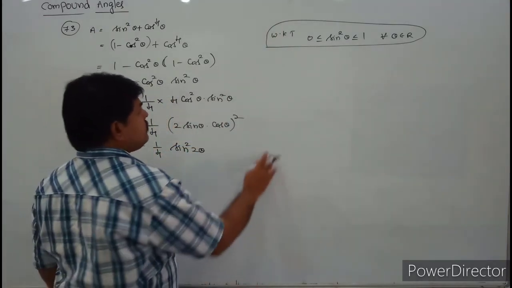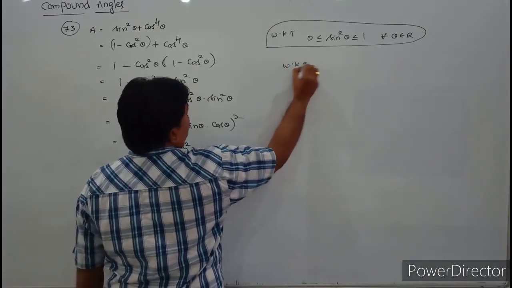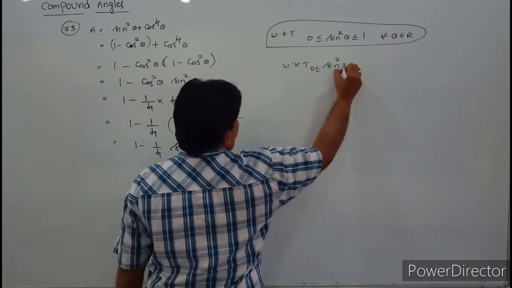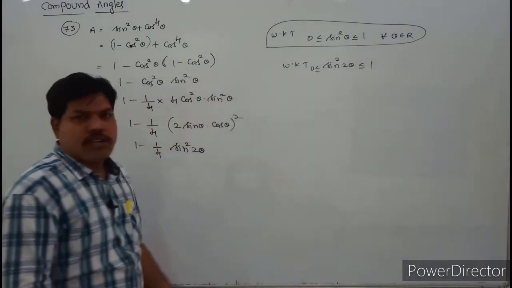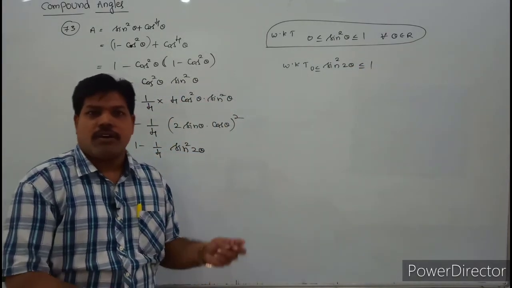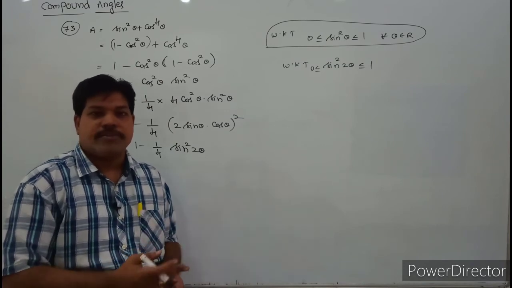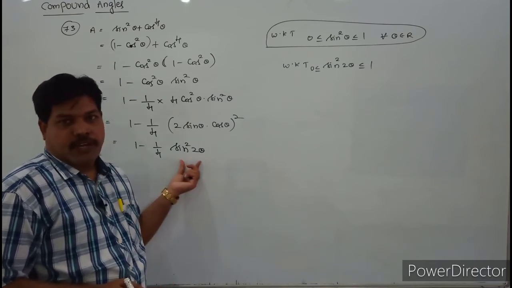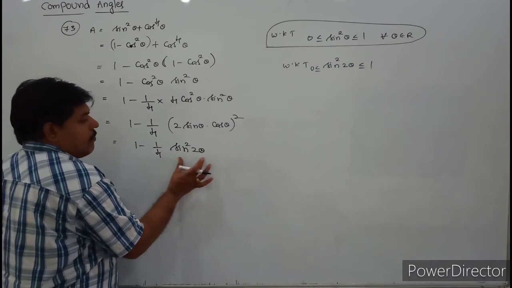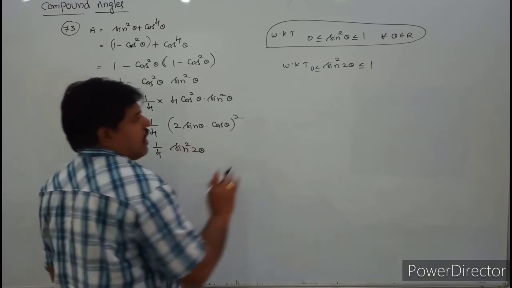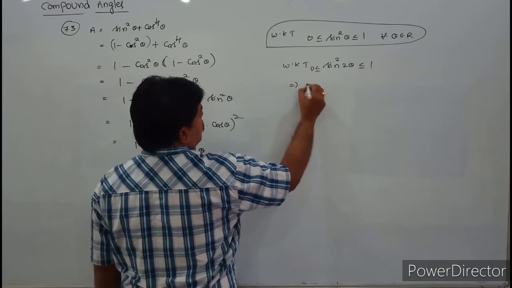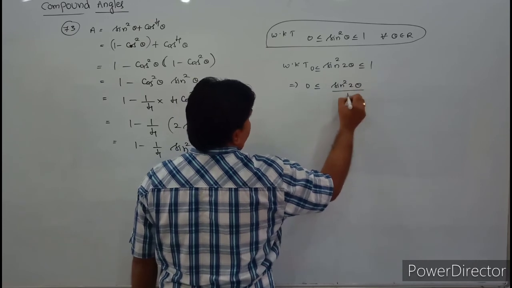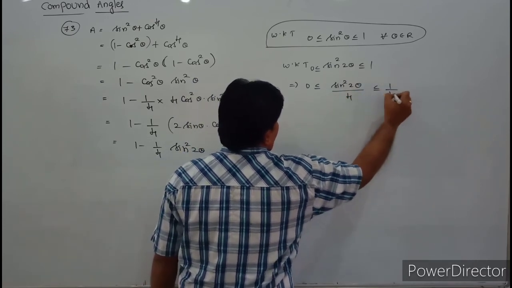So we know that 0 is less than or equal to sin square 2 theta is less than or equal to 1. Not only theta, in the place of theta you will get 2 theta. It is also sin square 2 theta. That value also lies in between 0 comma 1. Okay. So next, I will multiply with 1 by 4 on both sides. What happens? 0 is less than or equal to sin square 2 theta by 4 is less than or equal to 1 by 4.